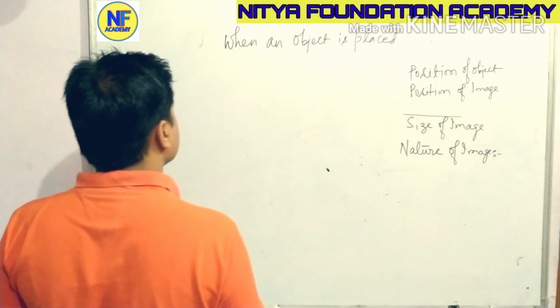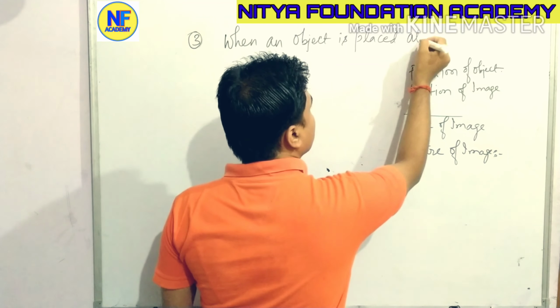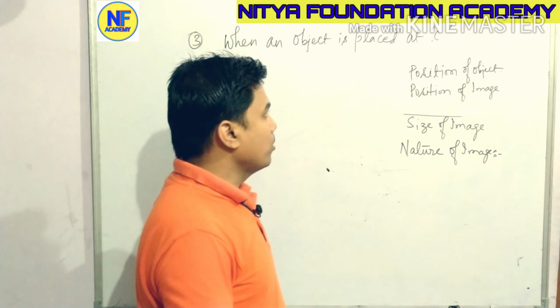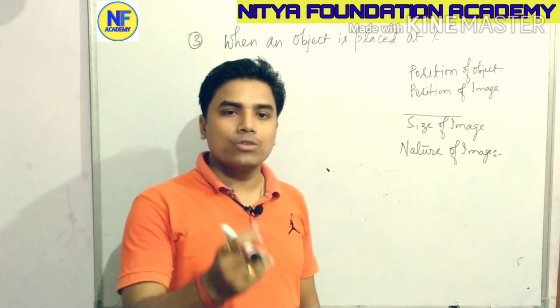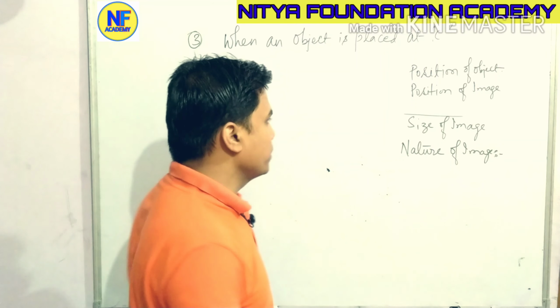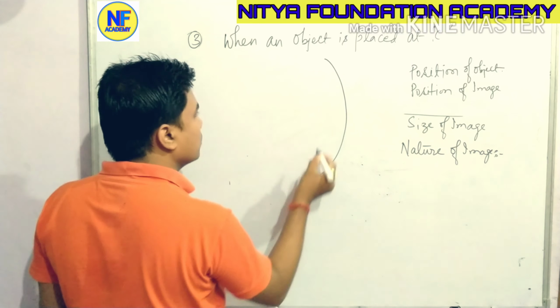Now students, we will move to the third image diagram, that is when an object is placed at center of curvature. I know that you already know about the center of curvature. Center of curvature means it's the center of the whole sphere. So when an object is placed at the center of curvature, first of all we have to make another concave mirror.